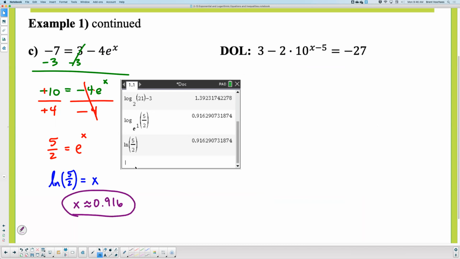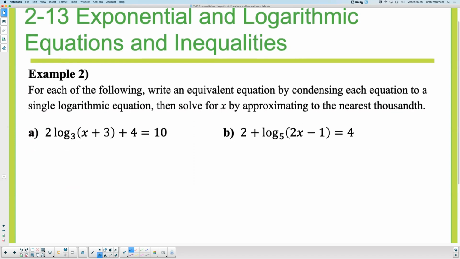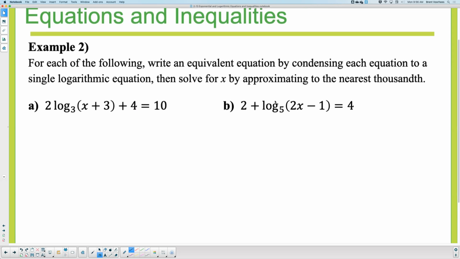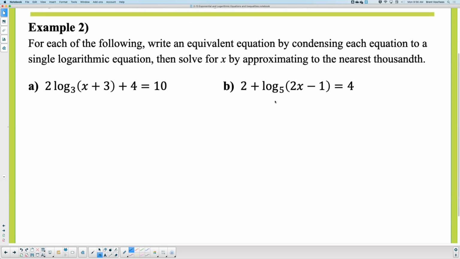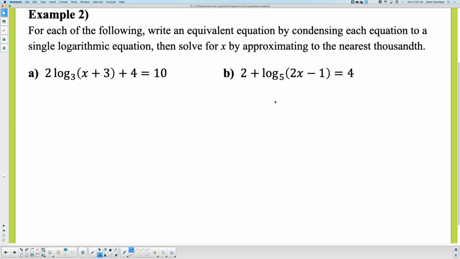All right, you have your first DOL up. I'll give you a moment to work on this one. All right, now what we're going to do is look at some log. Let's solve some logarithmic expressions, or equations, I should say. For each of the following, write an equivalent equation by condensing each equation to a single logarithm and then solving for x by approximating to the nearest thousandth again.